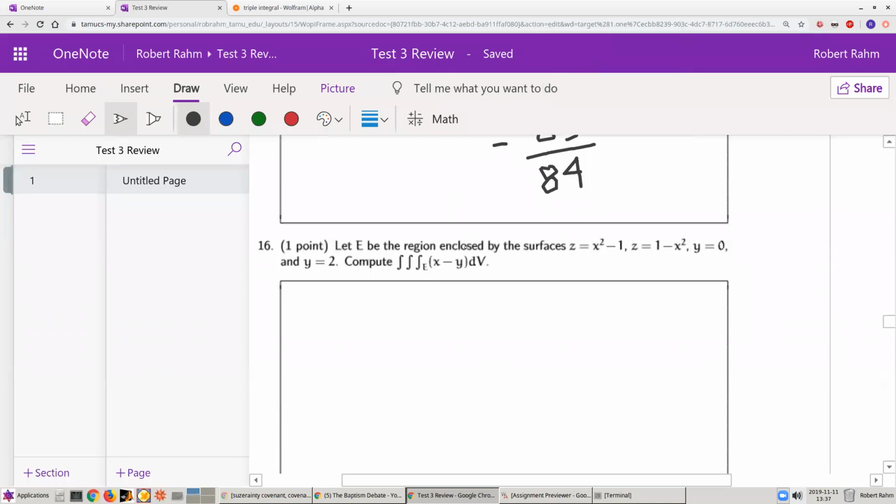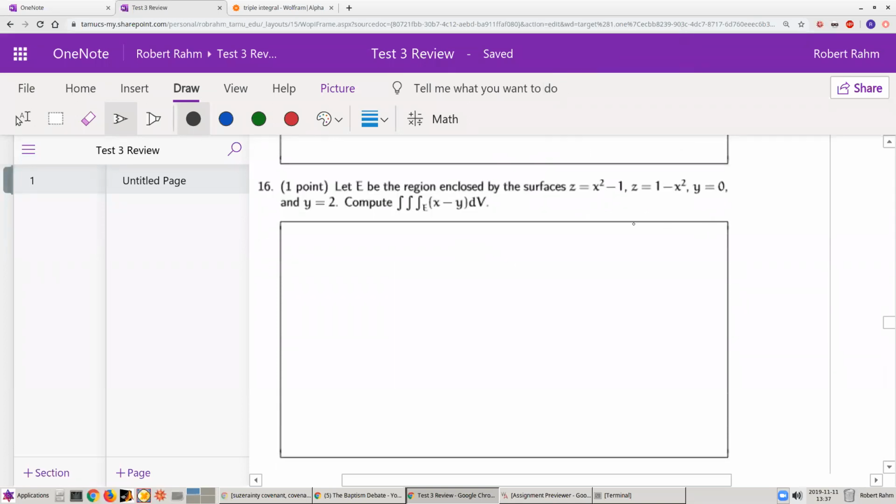Okay, now we are on to this problem. Here it's enclosed by the surfaces z is equal to x squared minus 1, z is equal to 1 minus x squared. Now this z is equal to x squared minus 1, the way this looks, this is like a parabolic cylinder or something along those lines that is going along the y-axis. And same thing for this.